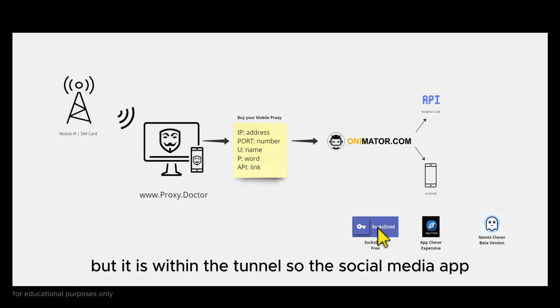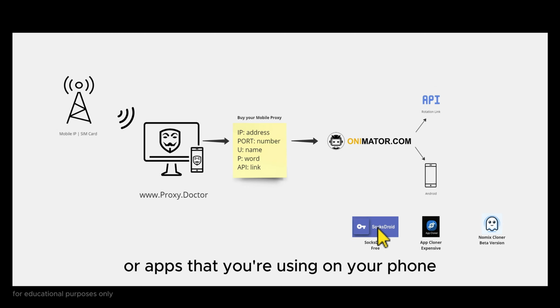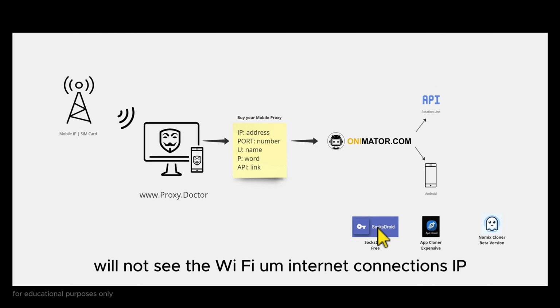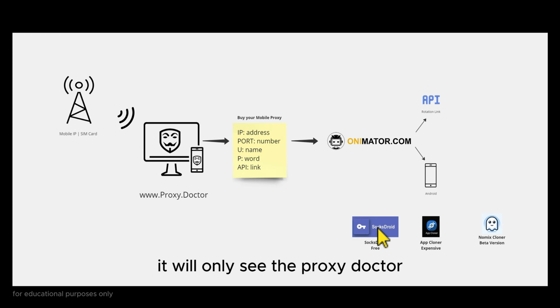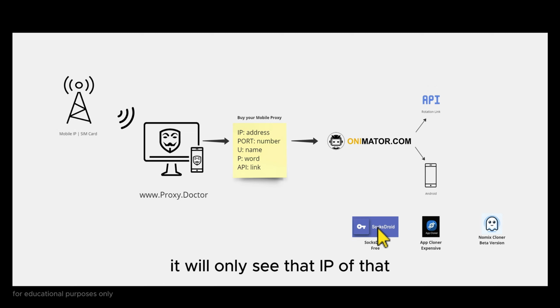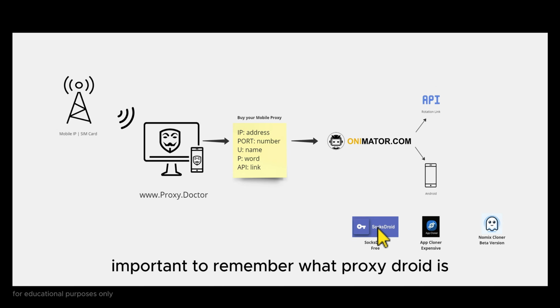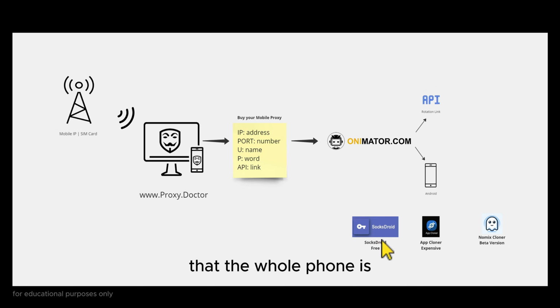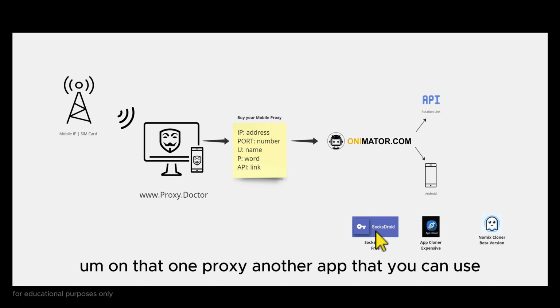So the social media app or apps that you're using on your phone will not see the Wi-Fi internet connection's IP. It will only see the Proxy.Doctor mobile proxy that we're supplying to you. It will only see the IP of that. That's the best way to explain it. Important to remember with SocksDroid is that the whole phone is on that one proxy.